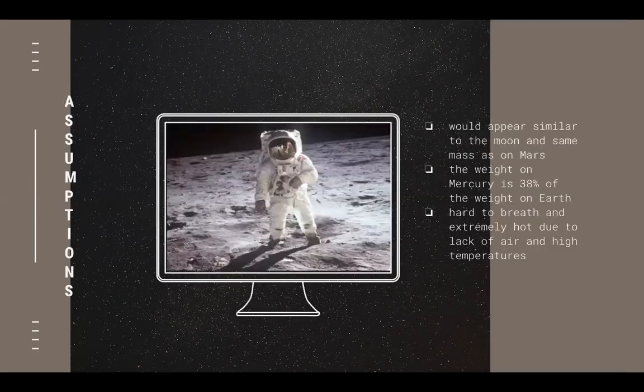So what would happen if an astronaut landed on the surface of Mercury? It would appear similar to the moon and have the same mass as Mars. And the weight on Mercury is 38% of the weight on Earth. It would be hard to breathe because of the lack of air, and it would be extremely hot, like when we melt things, due to the high temperatures.